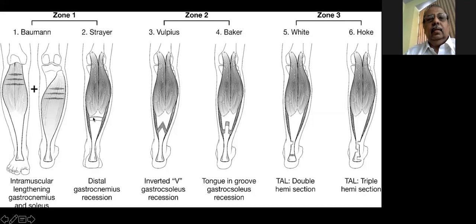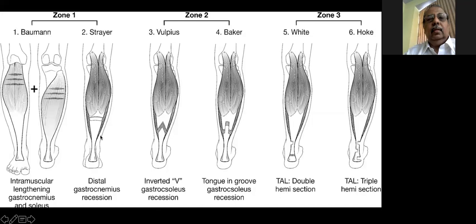And this fascia merges with the fascia of the soleus at approximately 1 to 2 centimeters distal to the medial head of gastrocnemius. So here you have got the gastrocnemius fascia. Underneath that, you have got the soleus fascia. Underneath that, you have got the soleus muscle. You can see this muscle is the soleus.